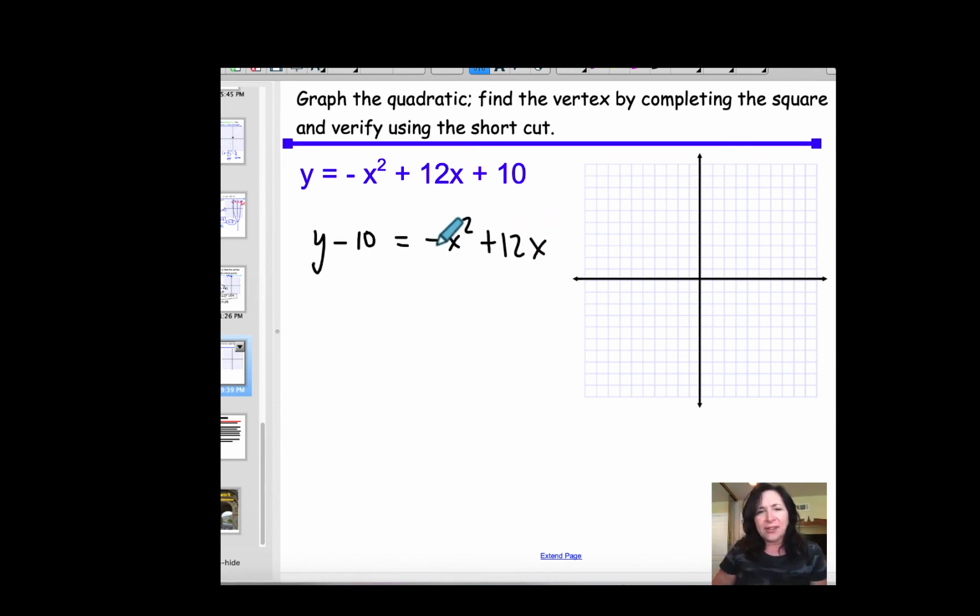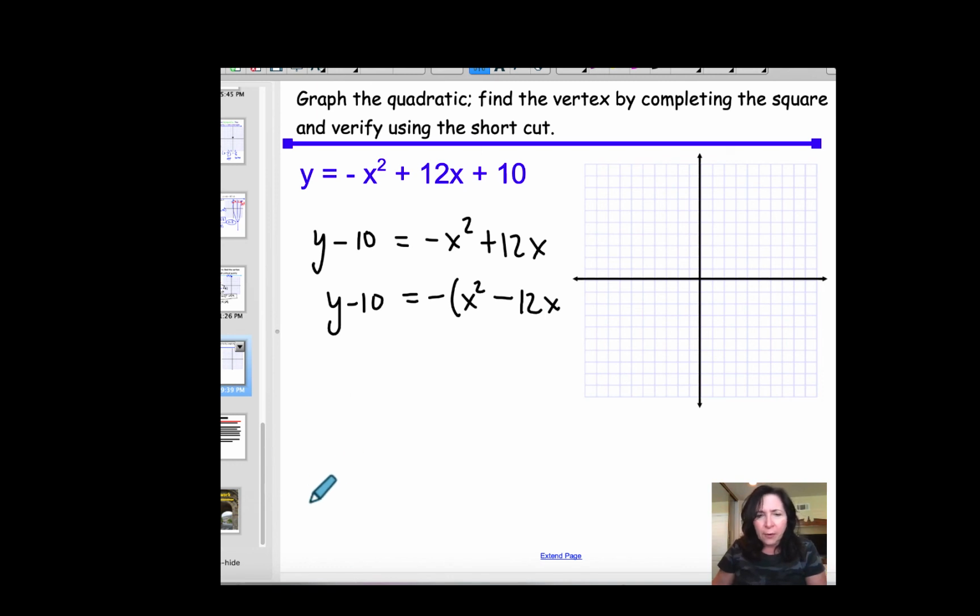So we have to take out that negative sign. In order to complete the square, the negative has to go. So this stays here. We're going to factor out negative x squared. And when I factor out a negative sign, this is where people make mistakes. This is a negative here, so that's going to be negative 12x.